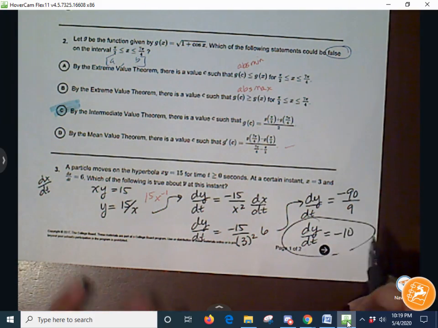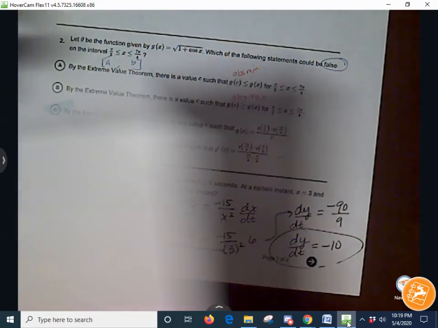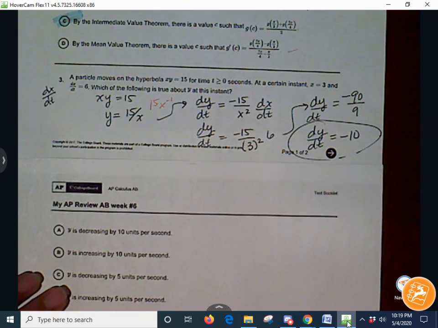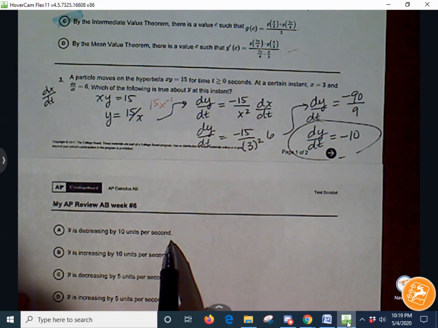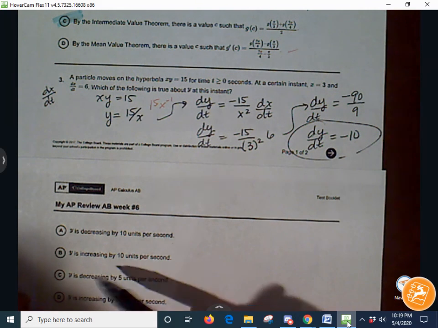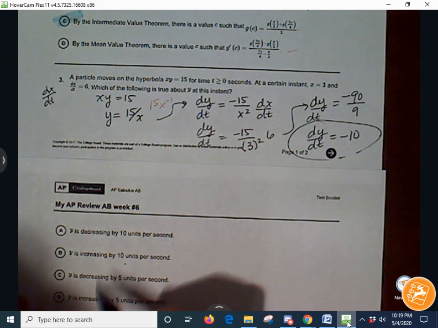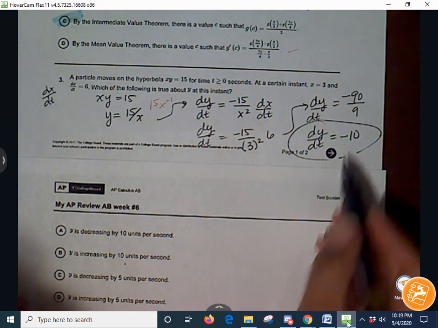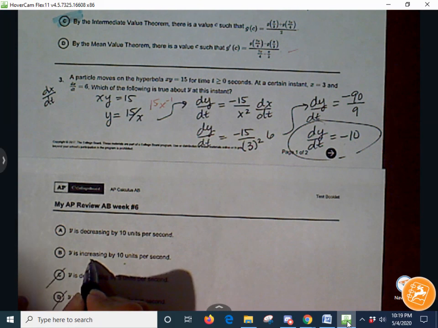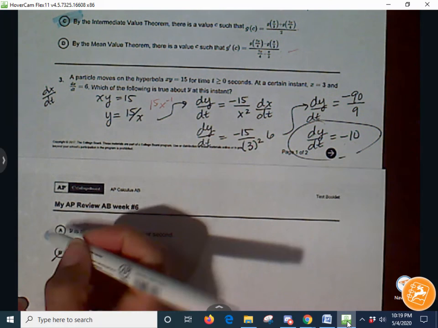Now let's go look at my choices. It says y is decreasing by 10 units per second. Decreasing because it's negative. Y is increasing? No, because it's negative. If it was increasing, it would be positive. Y is decreasing by 5? Well, we got a 10, so goodbye. And it has to be positive. So that leaves us with A, which matches up exactly with our answer.